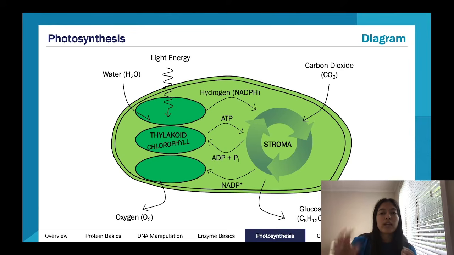Again, coenzymes act a little bit like enzymes. They're not used up themselves. They're just like little transport vesicles almost, and that's kind of what our ATP is used for as well.